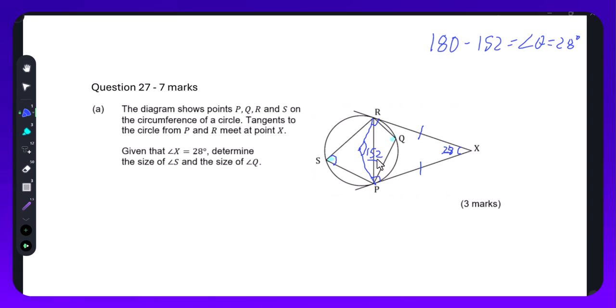And then quite simply, the angle at the center is going to be double the angle at the circumference, with our little arrow shape here of the RSPO quadrilateral. Therefore, S will have to be half of 152. 152 over 2 equals 76 equals angle S. And that's all we have to do for that question there.